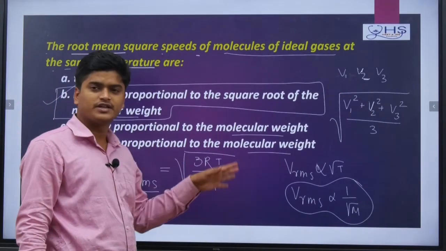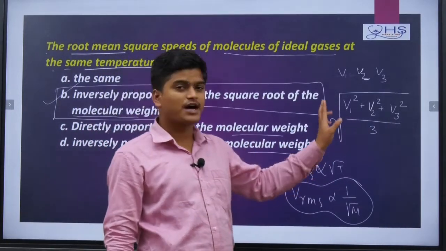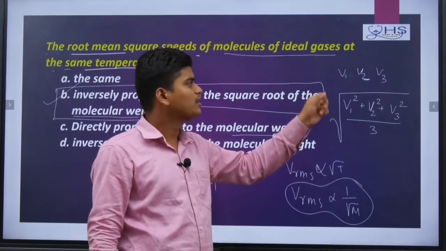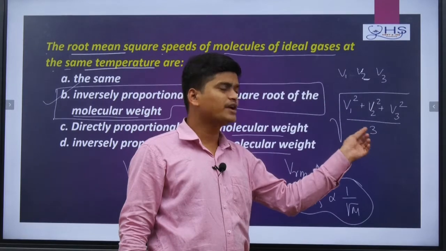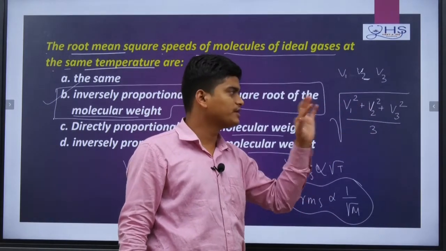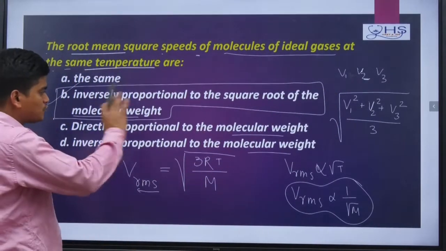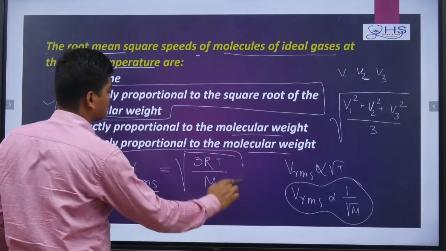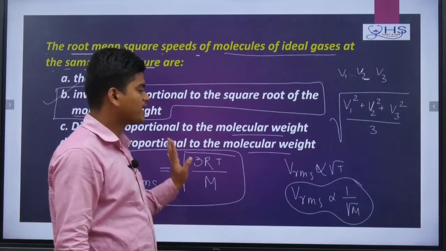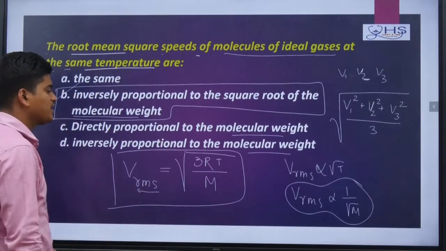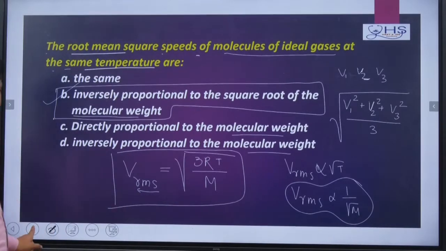Okay, a simple question, and remember the meaning of this Vrms. Suppose there are 3 molecules with velocities V1, V2, V3. First take the square, then add them and divide by the number of molecules. So with 3 molecules, divide by 3, that becomes the average, then take the root, and this becomes Vrms. In the ideal gas equation, we find Vrms as root of 3RT by M. Directly remember this formula also: R is the gas constant, and RMS speed basically depends on T and M. Now, we will go to the next question.